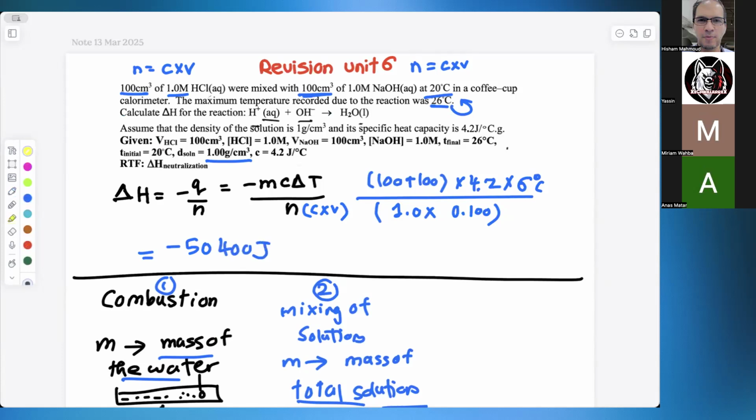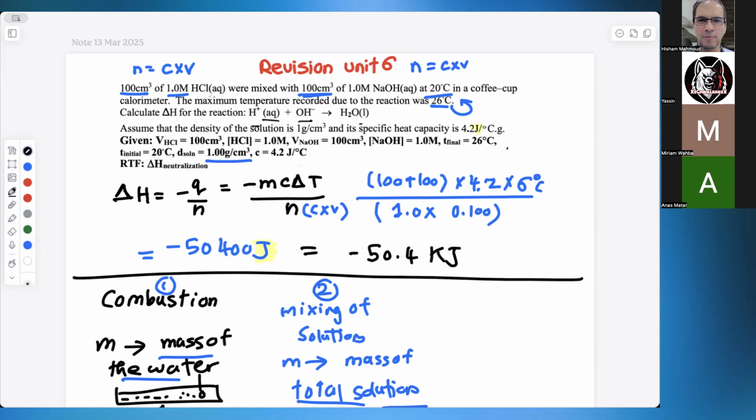Always the unit of the delta H, or the unit of the Q at the beginning, will come from the unit of the specific heat capacity. So if the specific heat capacity is measured in joules, then the answer of Q will be in joules, and the delta H also, and I can later change it into kilojoules by dividing it by 1,000. So the answer is going to be negative 50.4 kilojoules.